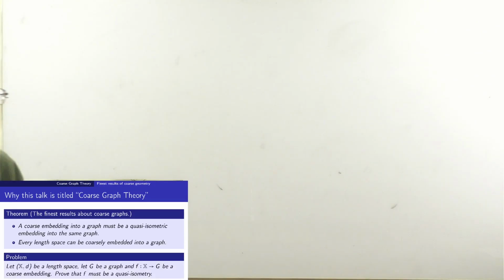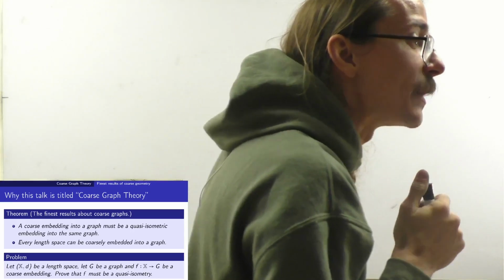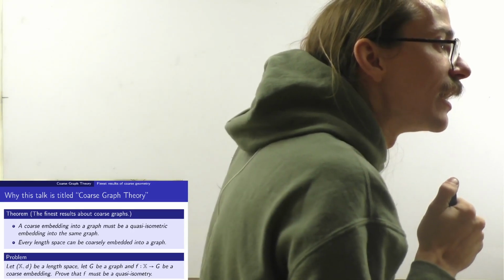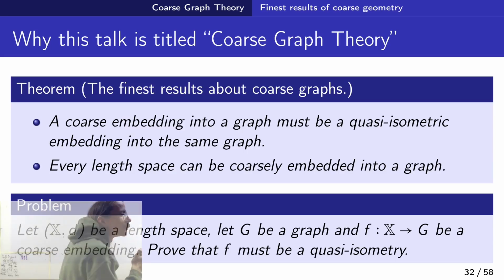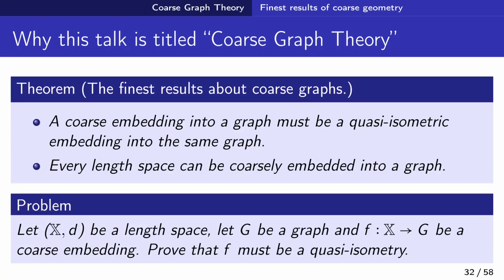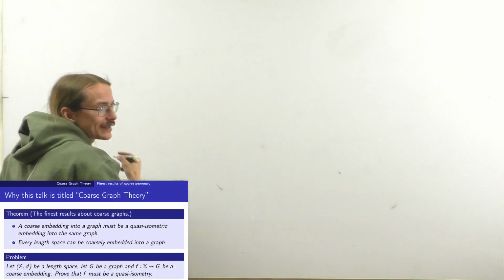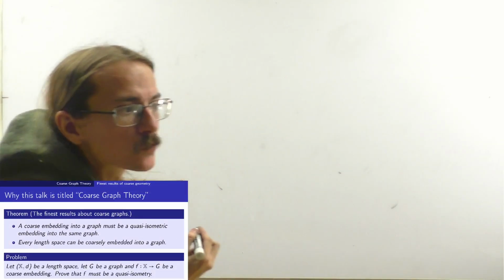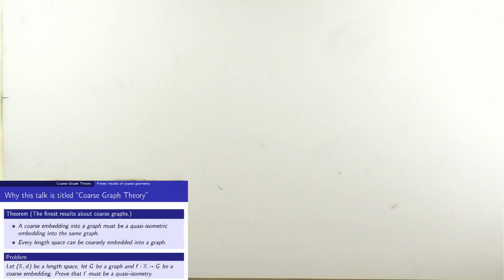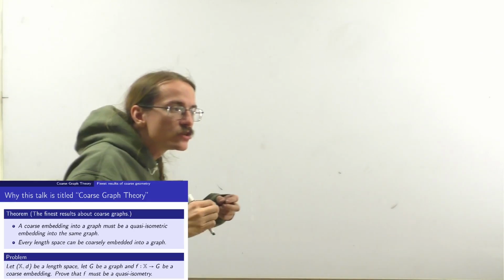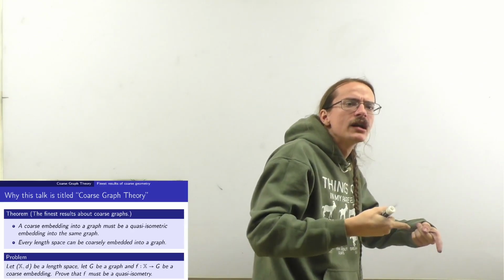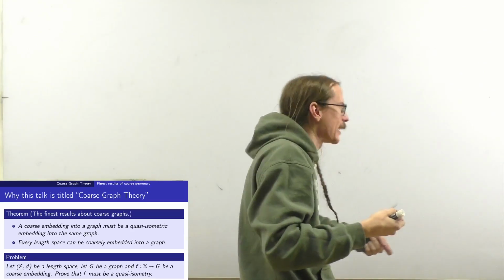Let's take a length space, and I guess I'm proving the top one first. How creative of me. Let's take a length space, and let's take a graph, and let's assume that we have a coarse embedding from that length space into the graph. So we have a length space, which is x with the metric d, and we have a graph g. And we know that there is a coarse embedding between them.